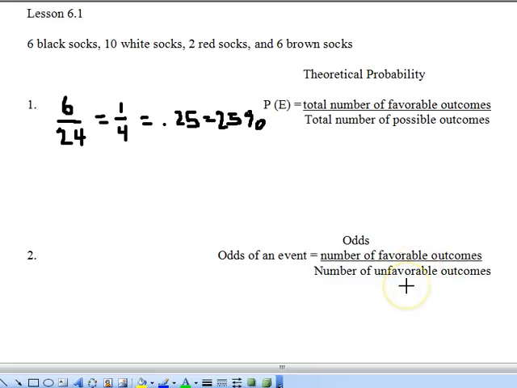Now it's talking about randomly selecting a white sock, and there are 10 white socks. So our total number of favorable outcomes is 10. That is over the number of unfavorable outcomes, which means we need to add everything except the white socks. Those are the unfavorable outcomes. So 6 and 2 is 8, and then plus 6 is 14. So that's over 14.